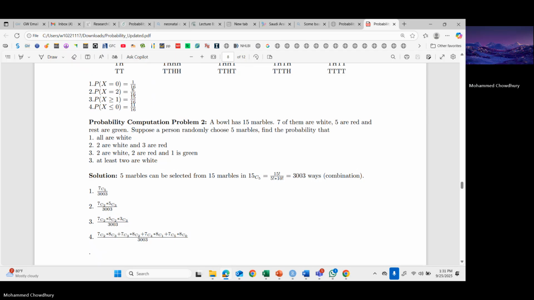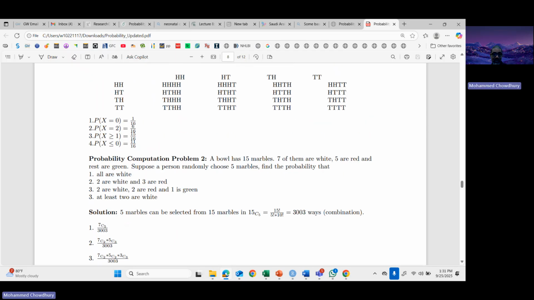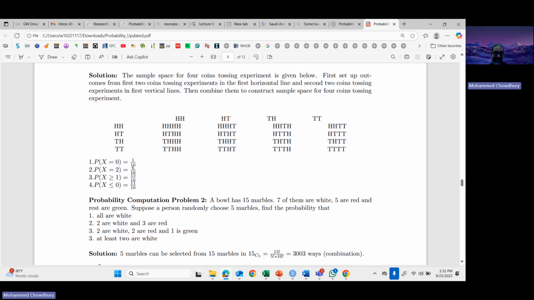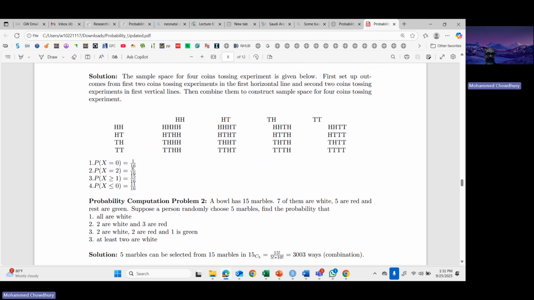Okay. I want to find what? I want to find the probability. Take a look at that. All are white. Or 2 are white and 3 are red. Or 2 are white, 2 are red, and one is green. Or at least 2 are white.